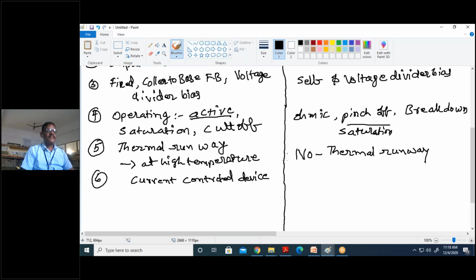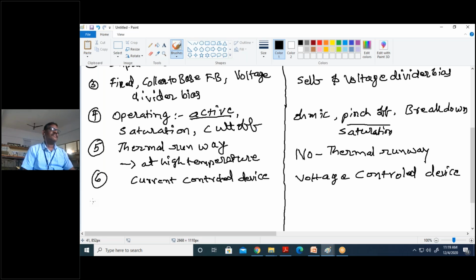In JFET, it is a voltage controlled device, because here the drain to source current is controlled by the gate to source voltage. So JFET is called a voltage controlled device.